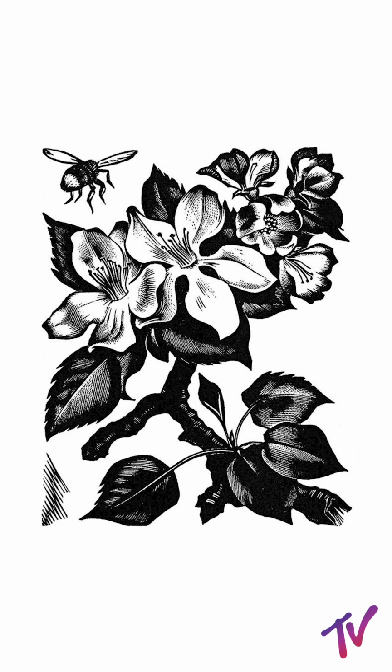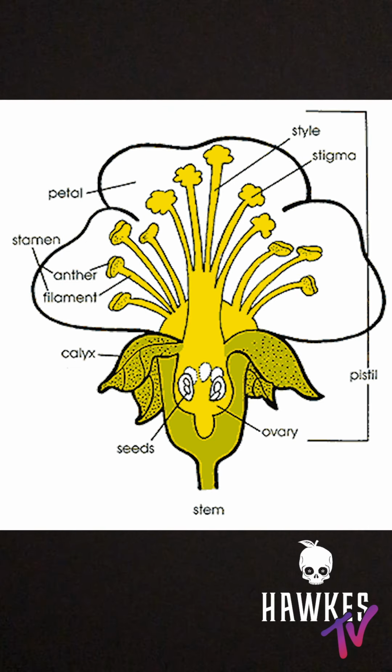The sepals, 5 green leaf-like structures that make up a flower's calyx. Petals, the part of a flower that attracts insects by their colour and scent. Stamens, the male reproductive part made up of an anther and a filament. The anther, the part of the stamen that produces pollen. The filament, the stalk of the stamen.